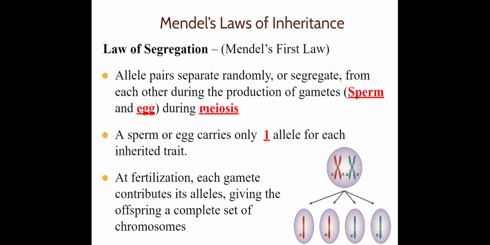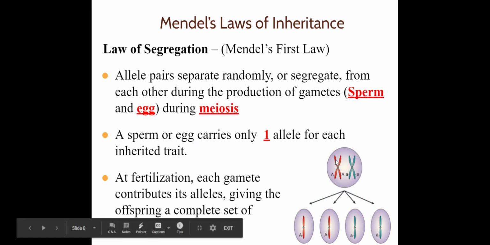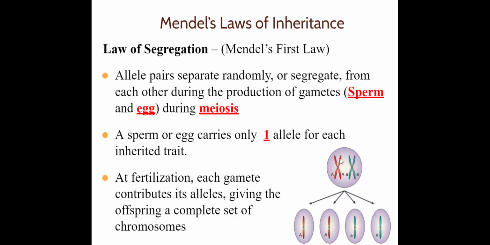And then this all happens during meiosis, and we know that the sperm or egg cells only carry one allele for each trait because each parent has two alleles, one they got from their mom, one they got from their dad for a certain trait. And remember, those genes are on the same spot for each.